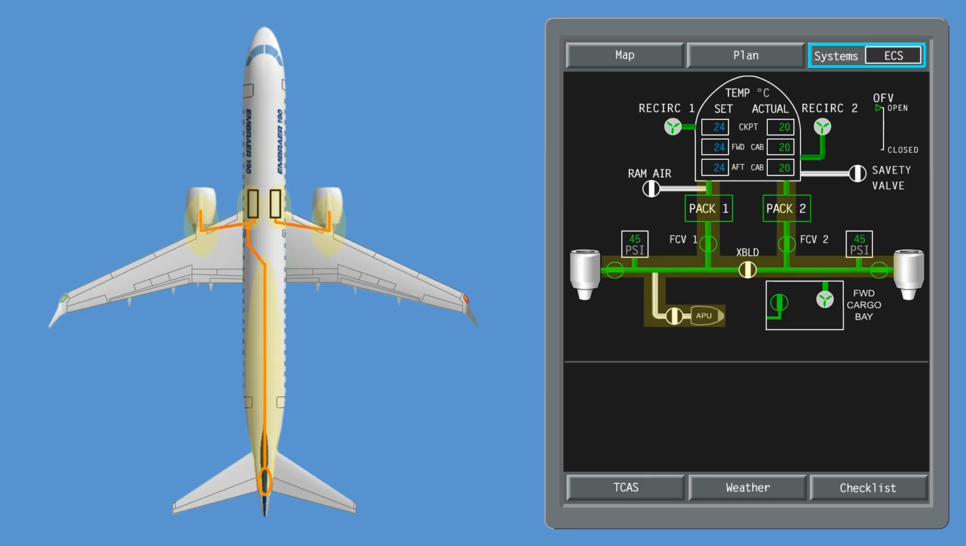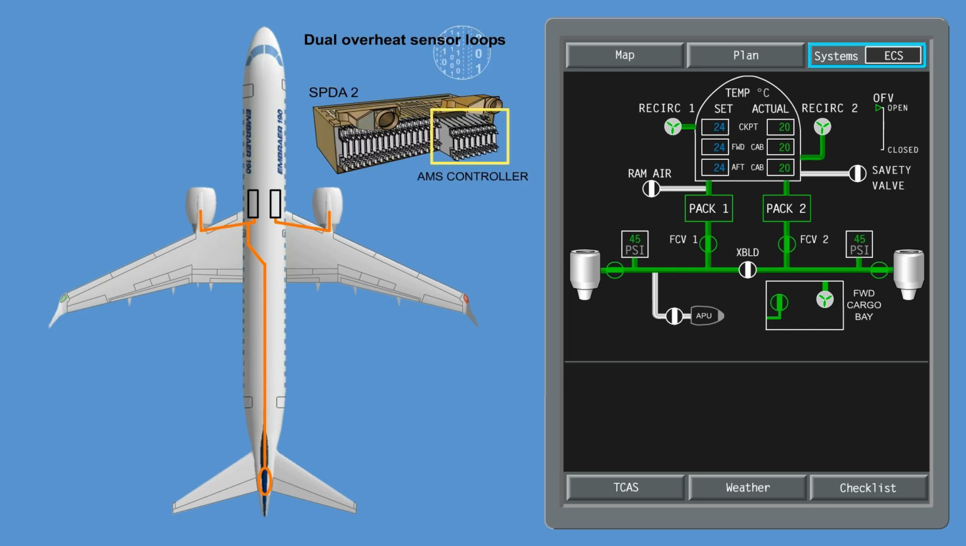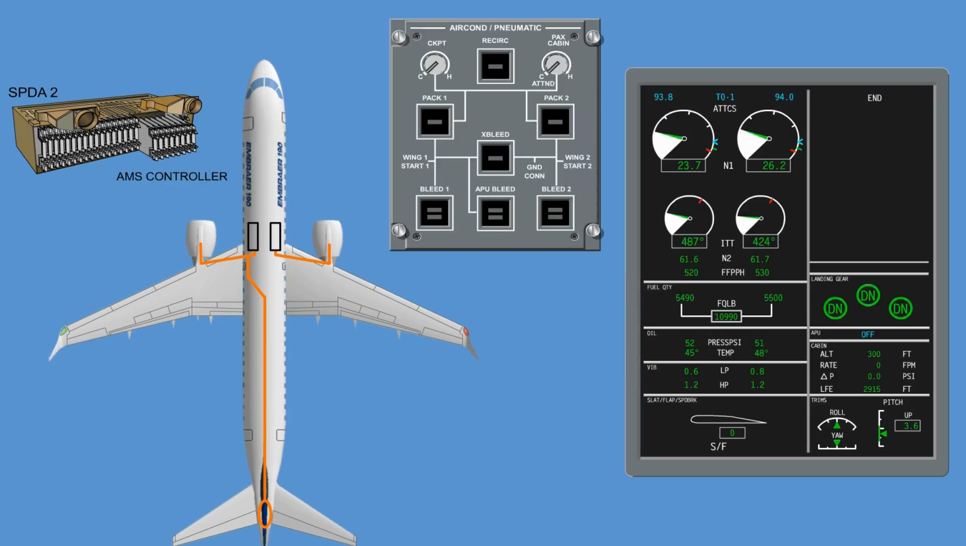An overheat detection system monitors the pneumatic system for hot air leaks. The system is comprised of dual overheat sensor loops, which provide signals to the air management system controller. This provides rapid and reliable overheat and leak detection for all parts of the bleed air distribution system.